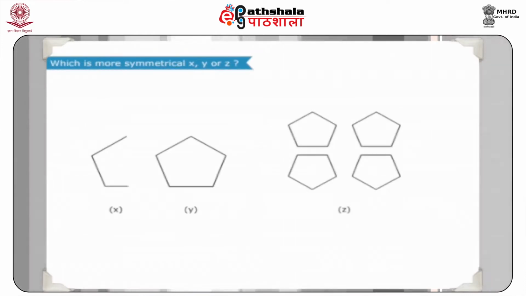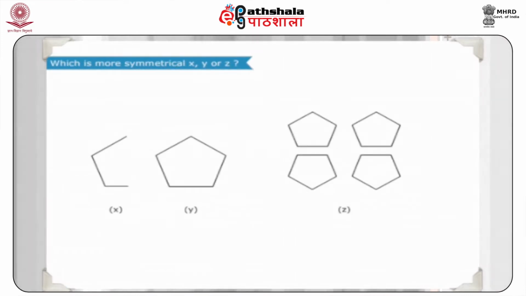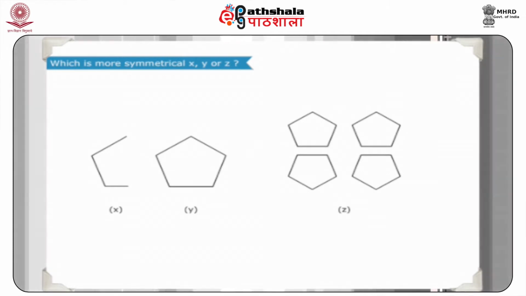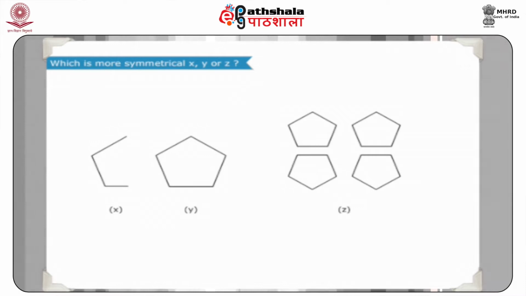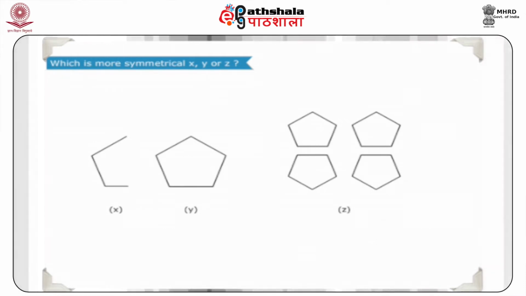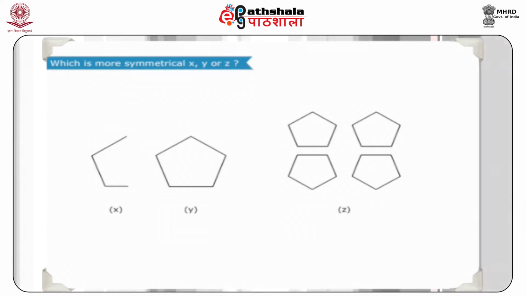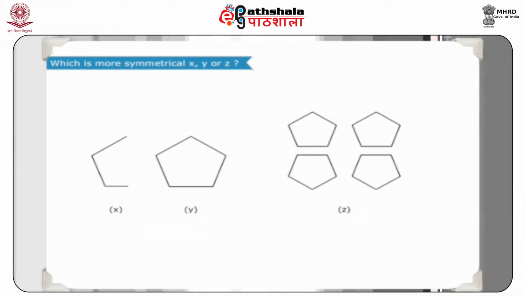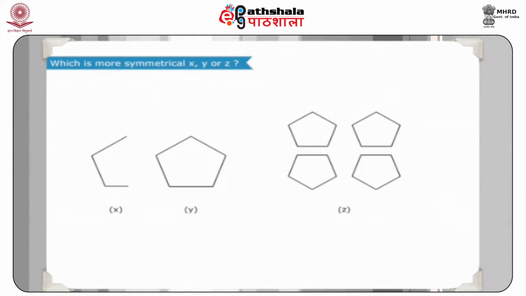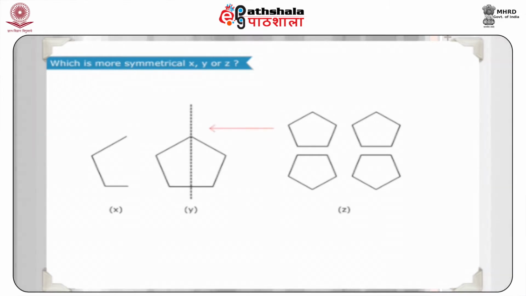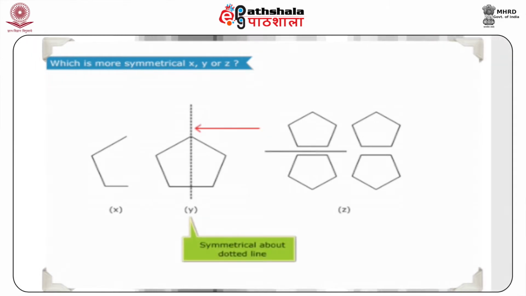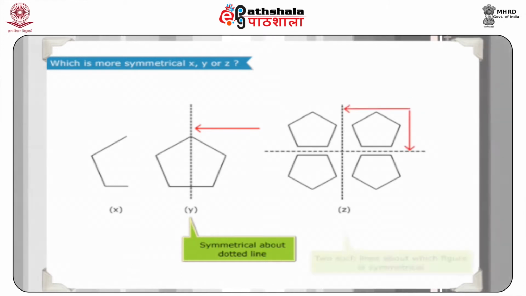Let us begin by asking the question: out of these figures, which is more symmetrical, x, y, or z? How many lines can you draw in the figures x, y, z so that the figure looks symmetrical about these lines? Your answer will be that y is symmetrical about one dotted line and z has two such lines about which the figure is symmetrical.